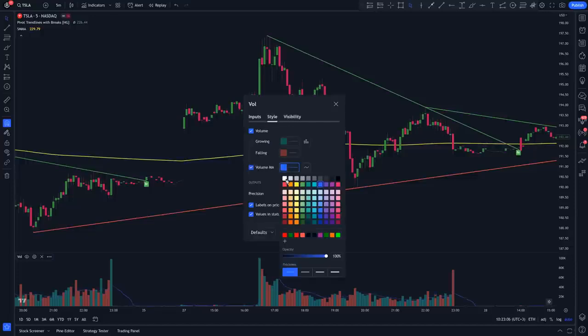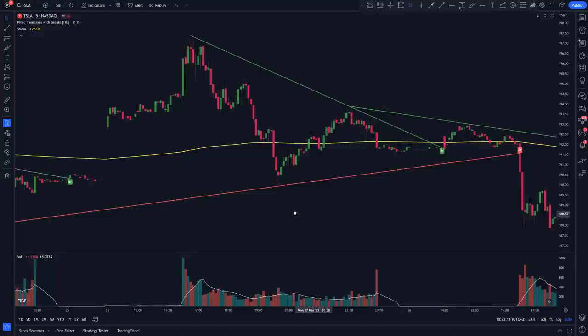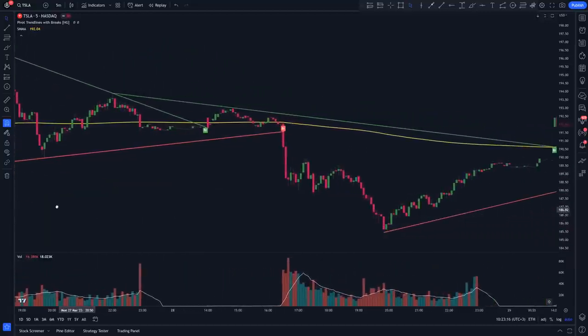and change its color to white. Now, let's explore what each of these indicators is going to do in this strategy.